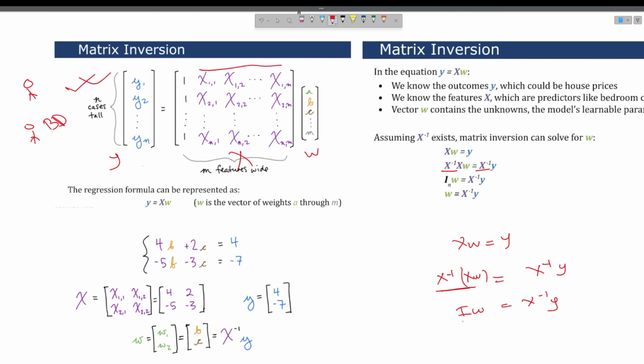Basically, the identity matrix as a whole doesn't carry that much weight. How can you understand this? Basically I into W is basically W as a whole. If you just multiply them, you will just end up with W. Okay, that is it.